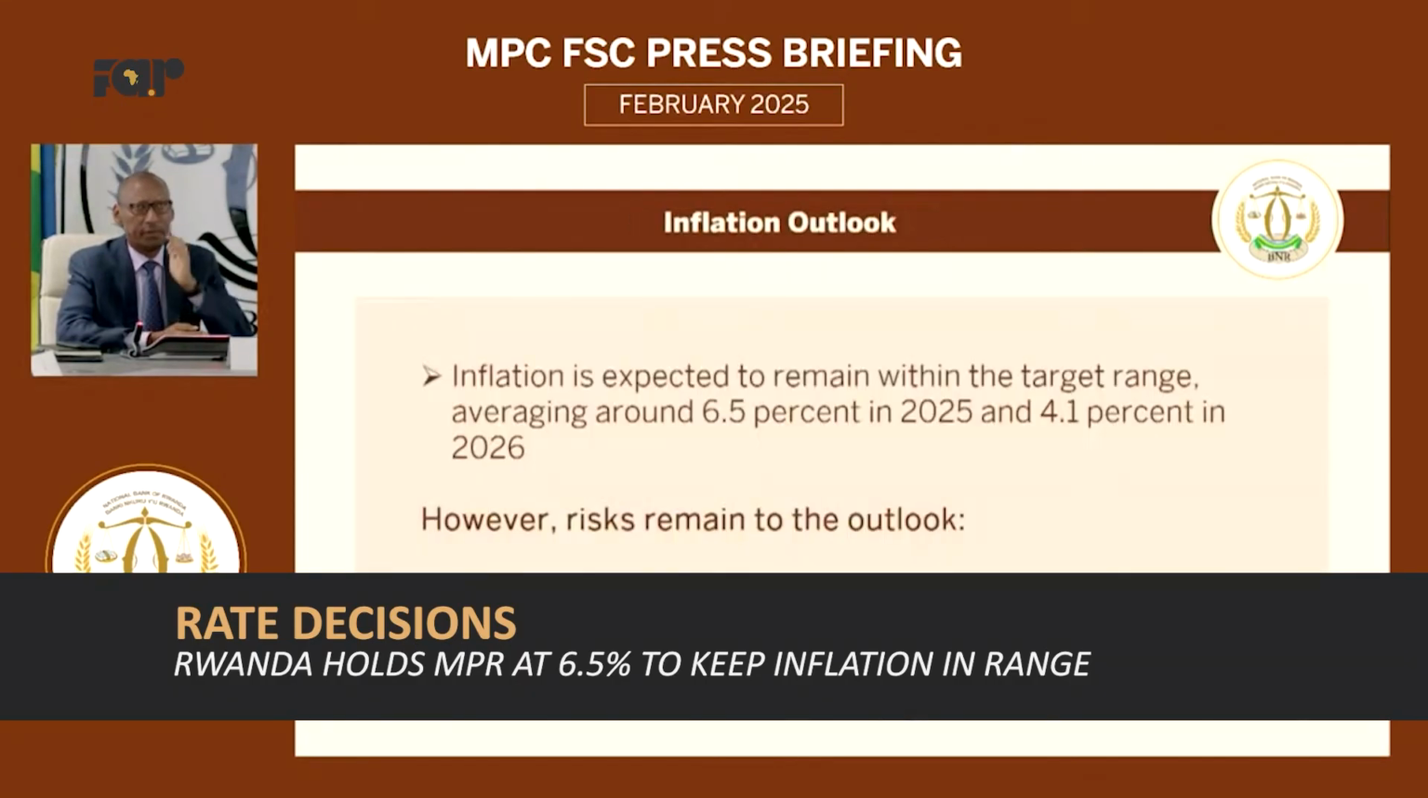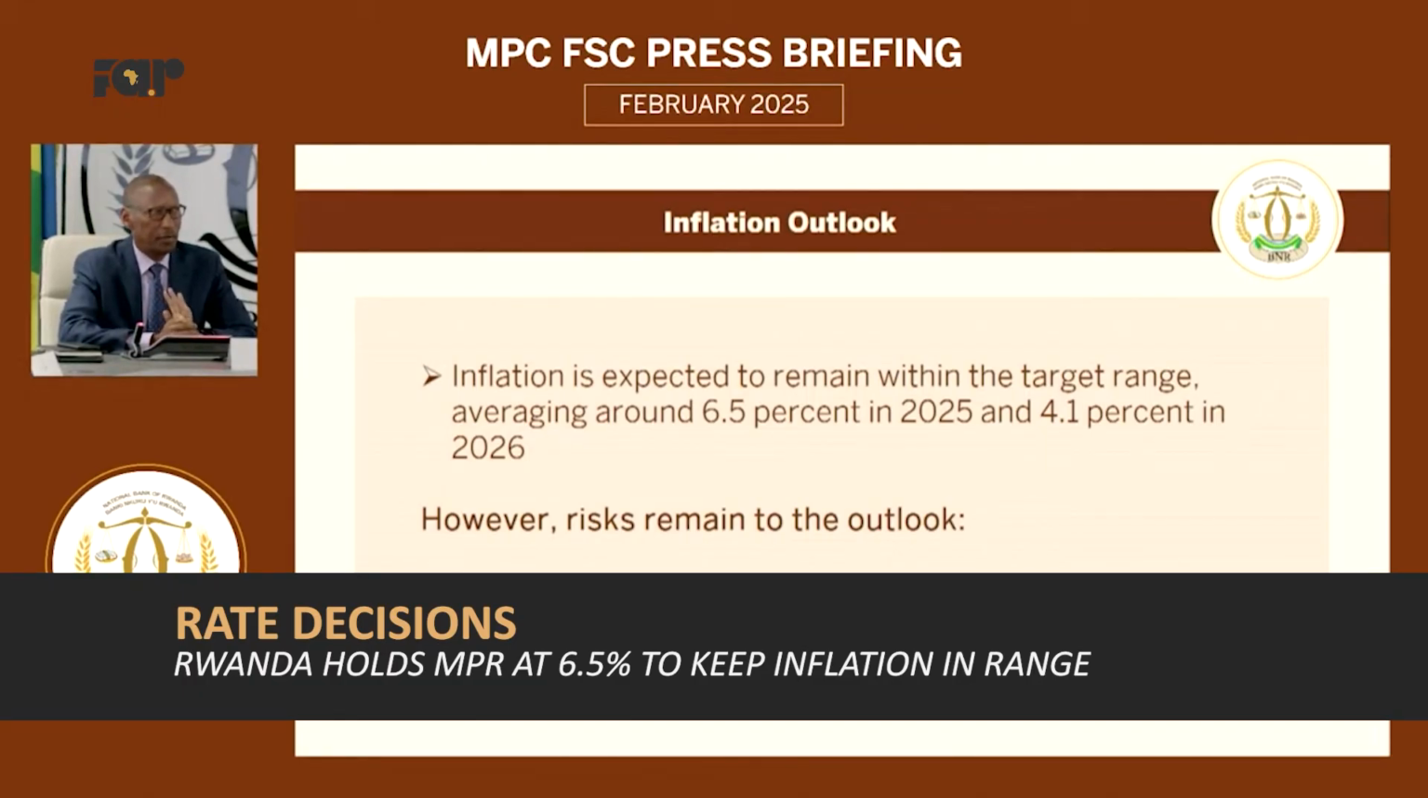So going forward, the inflation outlook is that for this year, 2025, we project that inflation will remain within our band. But if you remember, in the last MPC round, we had projected it to be at 5.8%. We have revised that slightly higher to 6.5% based on the numbers we got for the last year, and where we are by the end of January and the projections we see ahead. So this is expected to average 6.5% this year and move down to 4.1% next year.